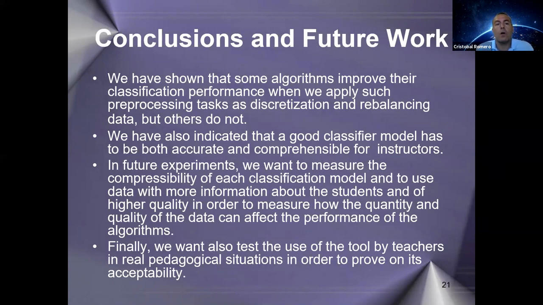Conclusion and future work about the original paper. We have shown that some algorithms improved with the discretization, but others not. So there is no general recommendation. We have also indicated that a good classifier model has to be both accurate and comprehensible. This is very good, to be accurate and comprehensible. Decision trees fit these two objectives.